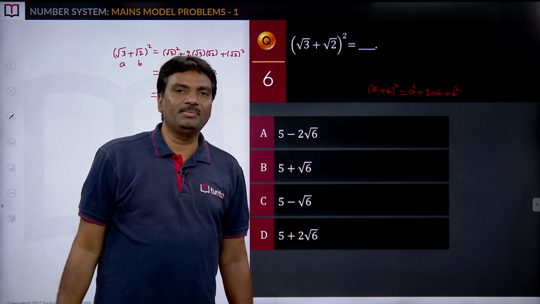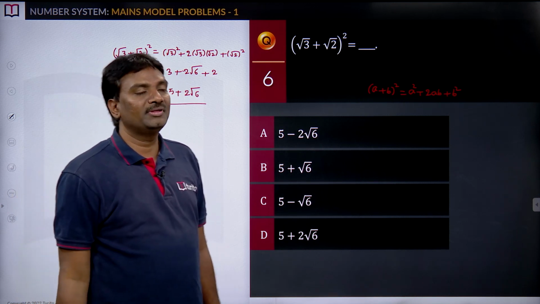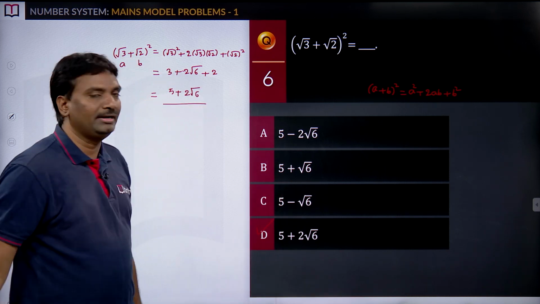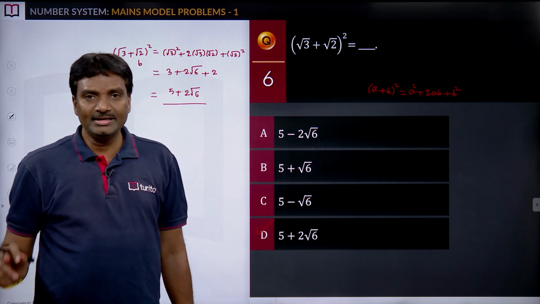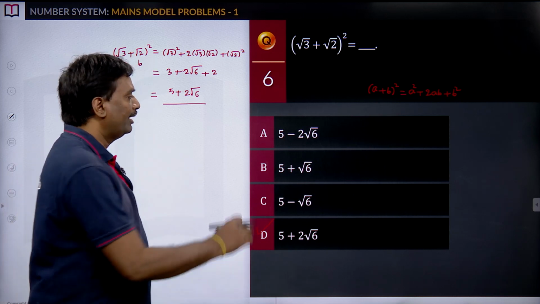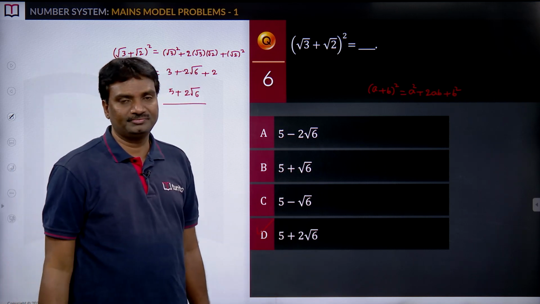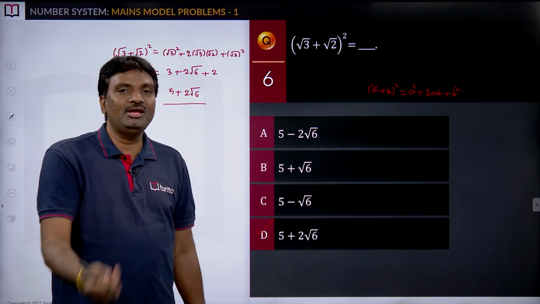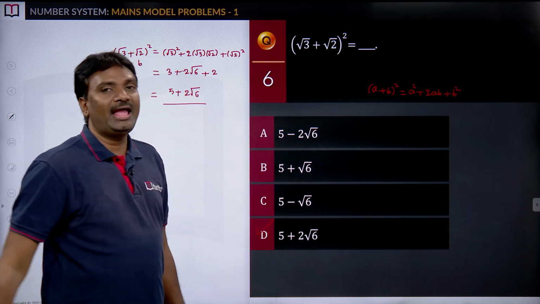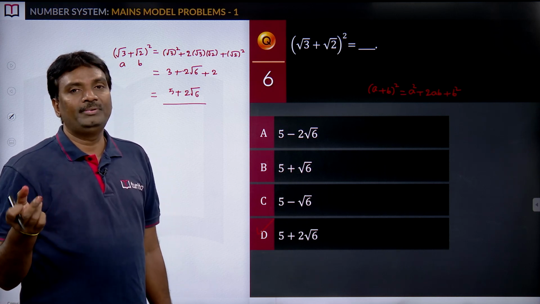So, by expanding (root 3 plus root 2) whole square using the identity (a plus b) whole square equal to a square plus 2ab plus b square, we got 5 plus 2 root 6, that is option D. When you are taking the options in the exam, please be careful. Sometimes options may look the same. Option A is 5 minus 2 root 6, and option D is 5 plus 2 root 6. You may feel those two are the same, and in a hurry you may take option A instead of option D. That is why, before choosing the option, please be careful.